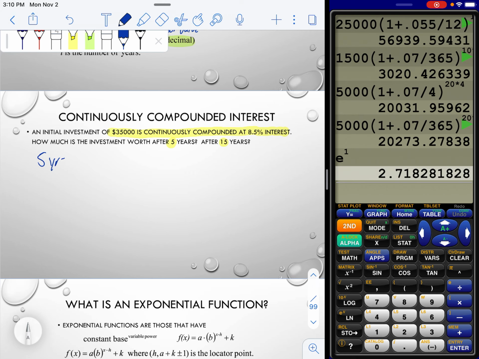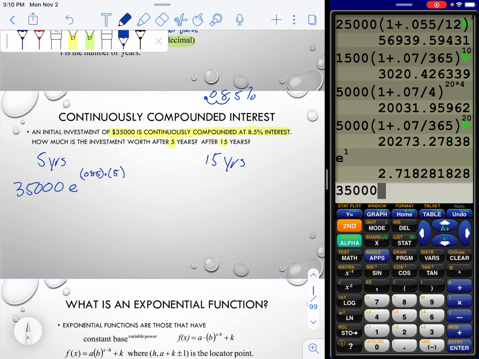So we'll do our 5 years here and our 15 years over here. 35 grand is your principal or initial value, e raised to the rt power. So our rate is 8.5%, so take that decimal back 2 places: 0.085 times, how many years? 5 years. So let's see what 35 grand did in just a 5-year investment. e to the 0.085 times 5 power.